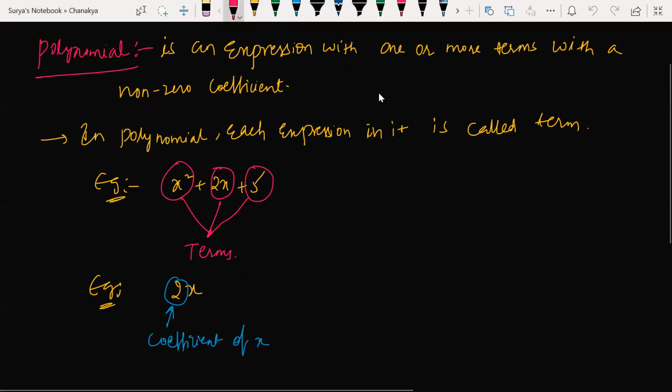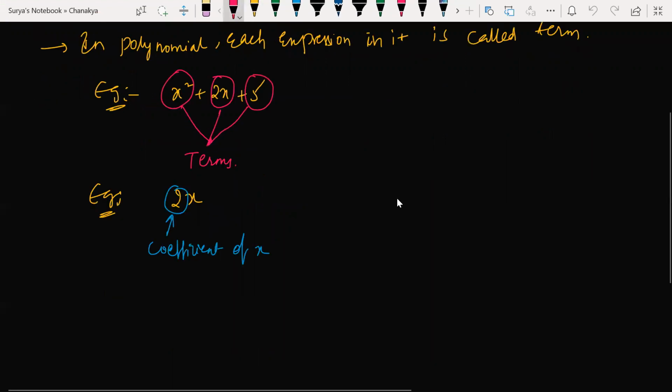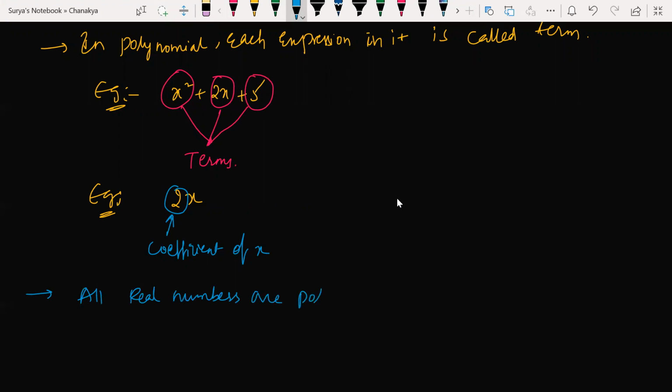Okay. So coefficient of x. You said understood, beta? Yes, sir. Now can I say all real numbers are polynomials? Can you say all real numbers are polynomials or not? Yes or no, children? Yes, sir. Yes. Yes.